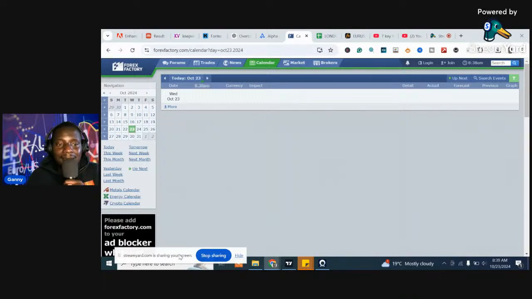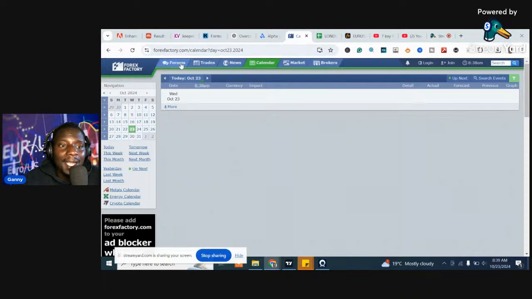So I like to know exactly the time these news events are going to be happening. So for today, the 23rd, lucky enough, we do not have any red folder news event when it comes to the euro and the United States dollar. So you can see right here on the 23rd, we do not have any red folder news event.